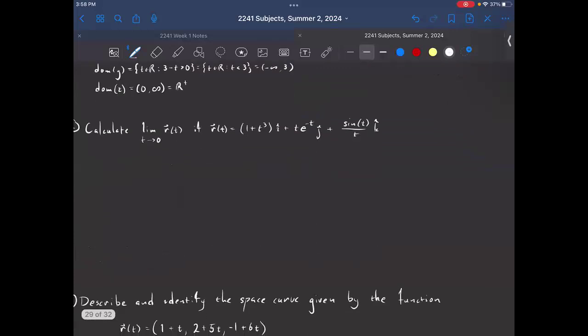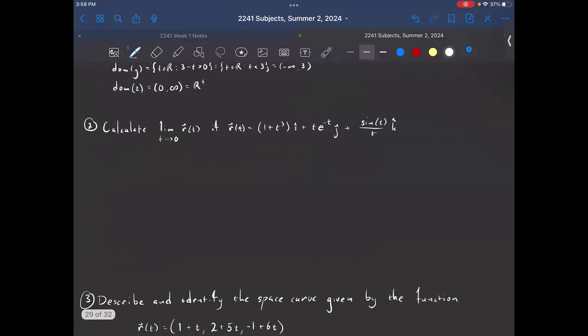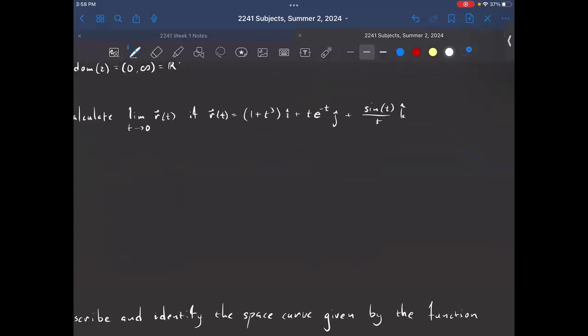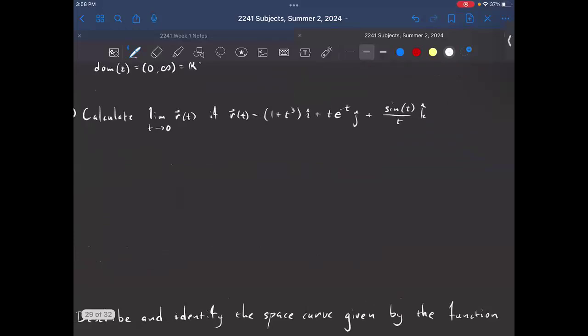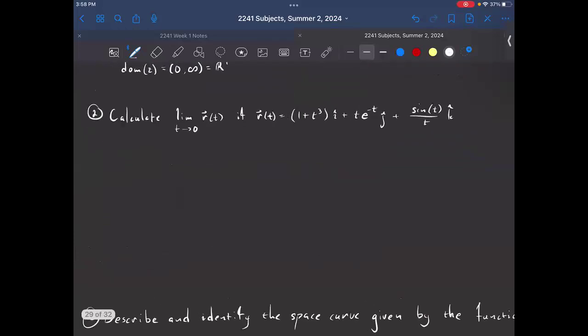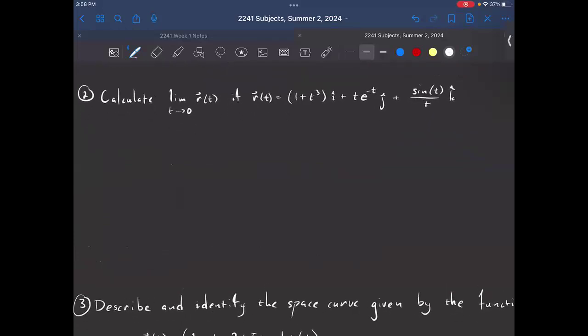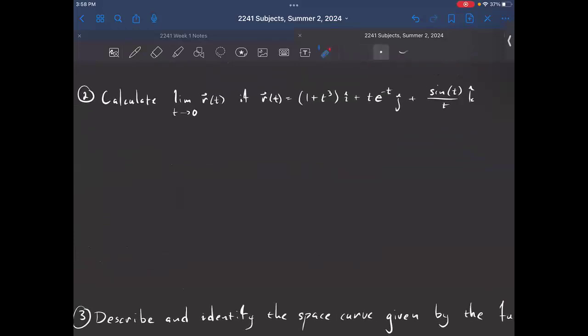Okay, so let's move on to problem number 2 here. Here we have a limit that we want to compute. Okay, so let's go ahead and compute this limit, see how this works. So if we use the definition, we'll remember that the limit of a vector function is just the limit of all three of its components whenever these exist.